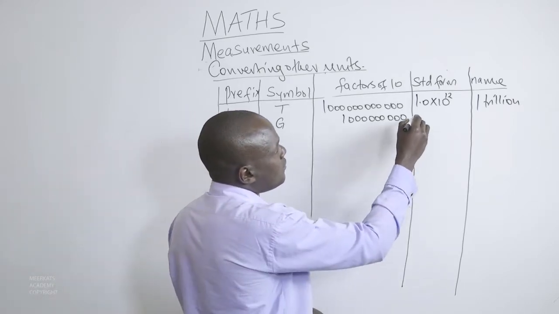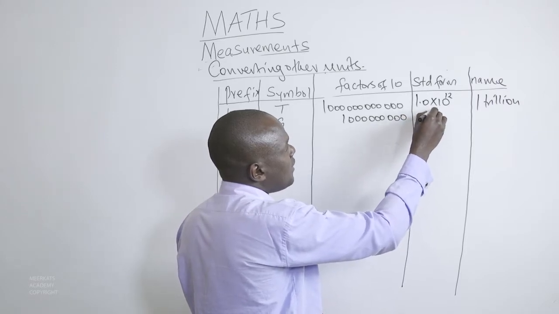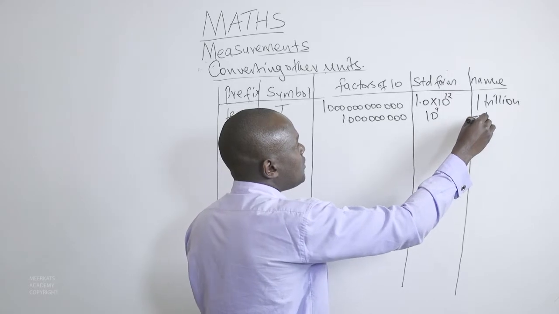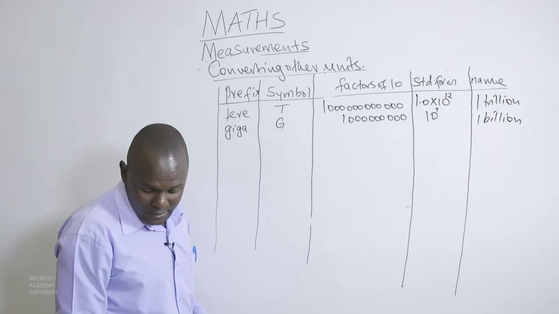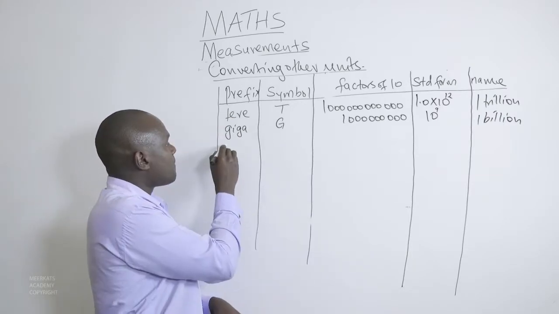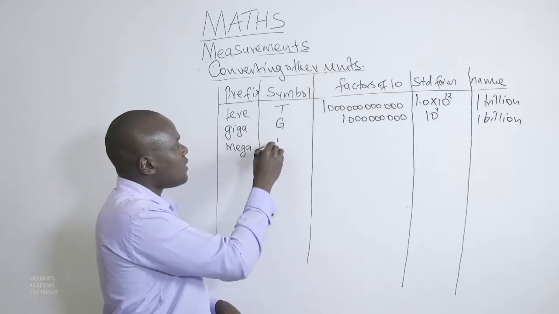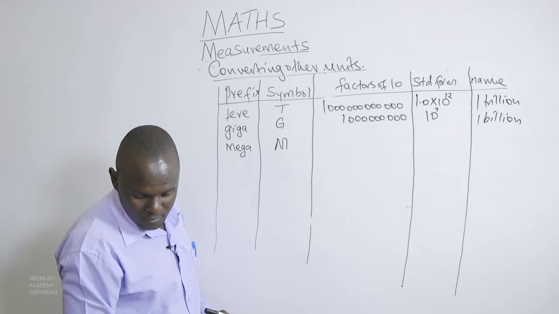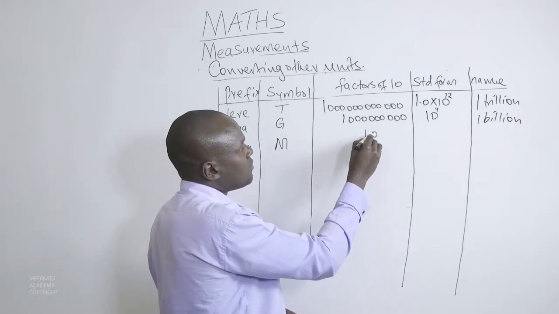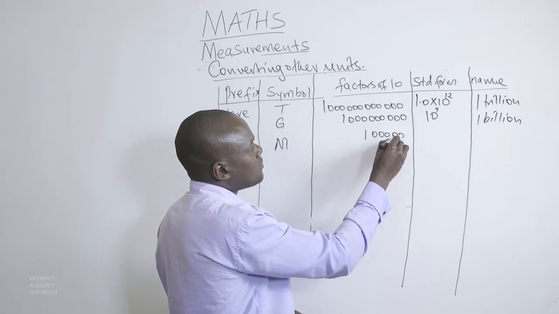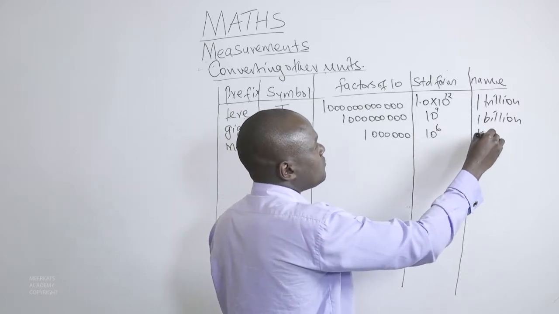And this is the same as 10 raised to power 9. This is 1 billion. The next one is what we call mega. The symbol for that is capital M, and mega simply means a million with 6 zeros. This is the same as 10 raised to power 6. This is 1 million.